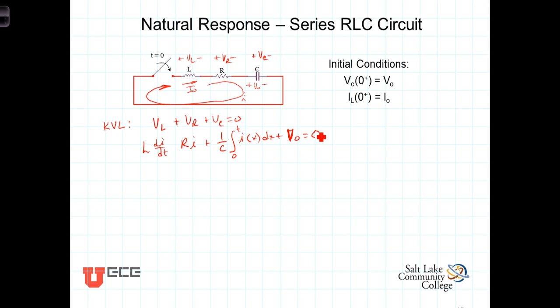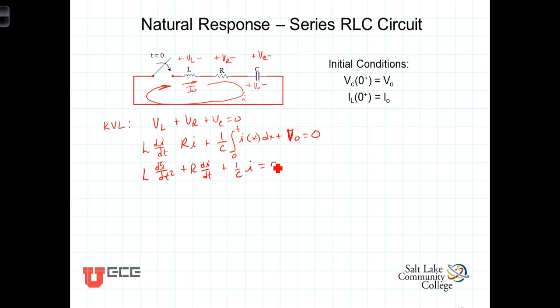Now, once again, we've got derivatives and integrals. The way we got around that before is we differentiated both sides of the equation, and as we do so, we get L times the second derivative of I with respect to t plus R times the first derivative with respect to t plus, the derivative of the integral is just the integrand itself, so 1 over C times I. The derivative of the constant is 0, equals 0.